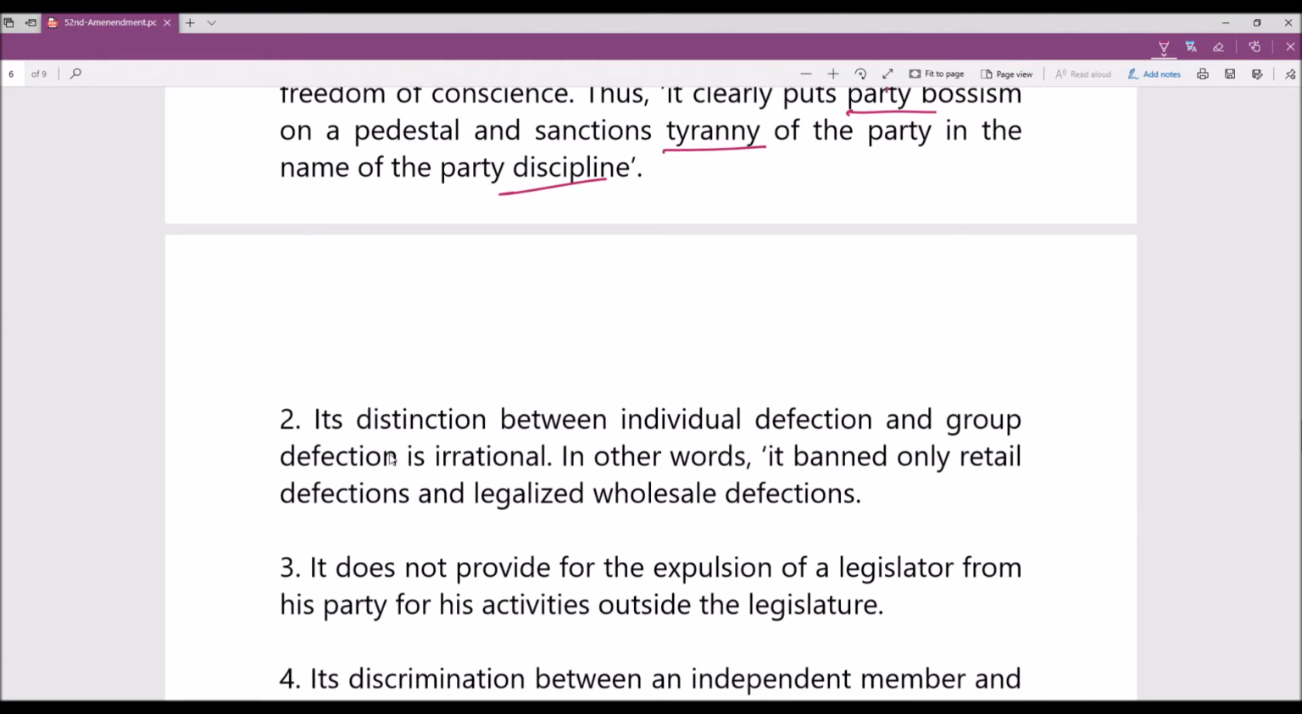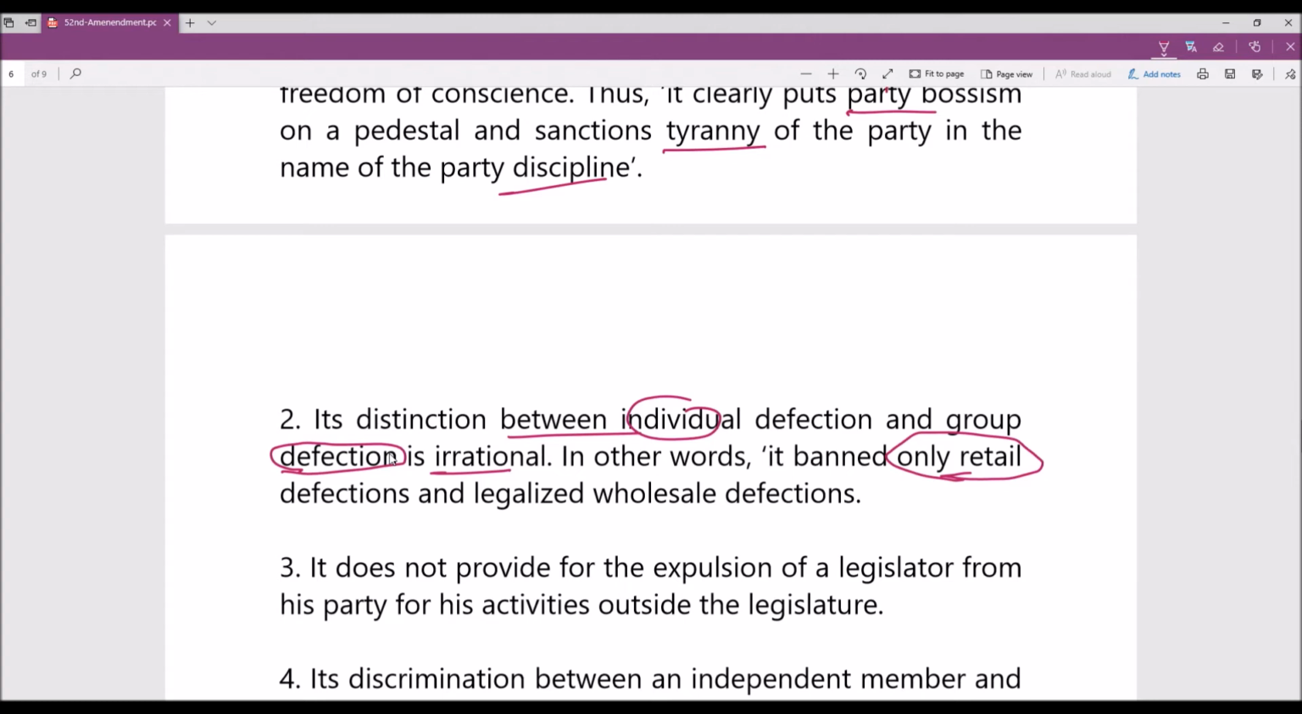Also, there is a distinction between individual defection and group defection. If a single person says I will resign from party A and join party B, it is not allowed. It is irrational. In other words, it is retail. If a single MLA or MP says I will not follow the rules of the party, I disagree with this, he will be disqualified if the party does not condone him within 15 days.